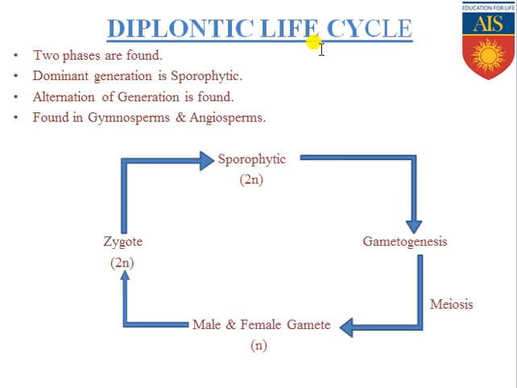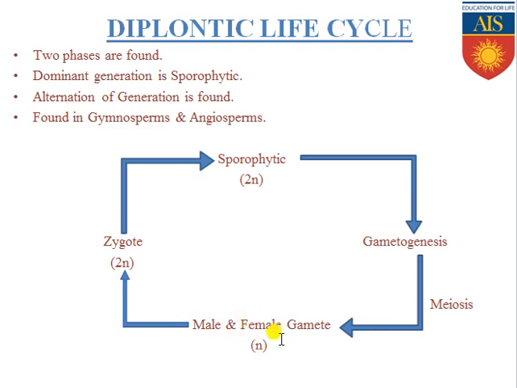Going to the diplontic life cycle, two phases are found, that's why it is diplontic. The dominant generation is sporophytic, obviously. Alternation of generation is found, commonly in Gymnosperm and Angiosperm. So let's see how it shows both generations, both phases. First is the sporophytic phase, which contains a diploid number of chromosomes. The sporophytic phase further produces gametes through gametogenesis, and obviously during gametogenesis meiosis cell division takes place, forming the male and female gametes, which have a haploid number of chromosomes.